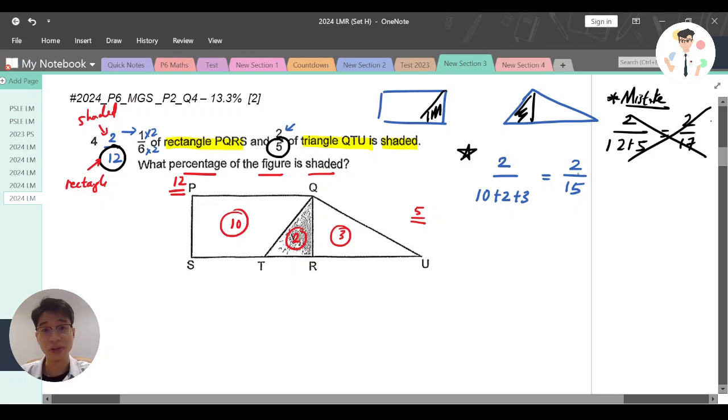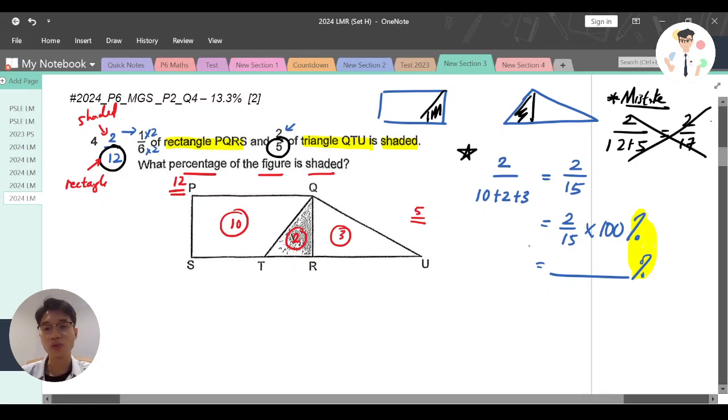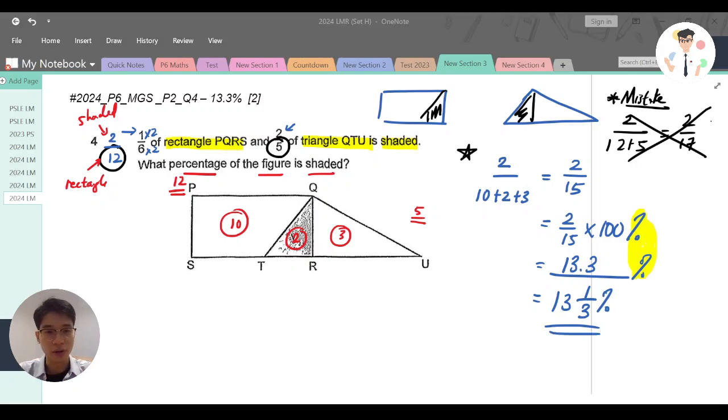So now you are supposed to convert this into percentage, and you know you are supposed to do over 15 times 100%. Again, just take note that the percent sign is not supposed to be put in your calculator because you want it to remain here. Okay, get your calculator, you press, you're supposed to get 13.33333, or it's best that you write 13 1/3%. Okay, so that will be the question's solution.